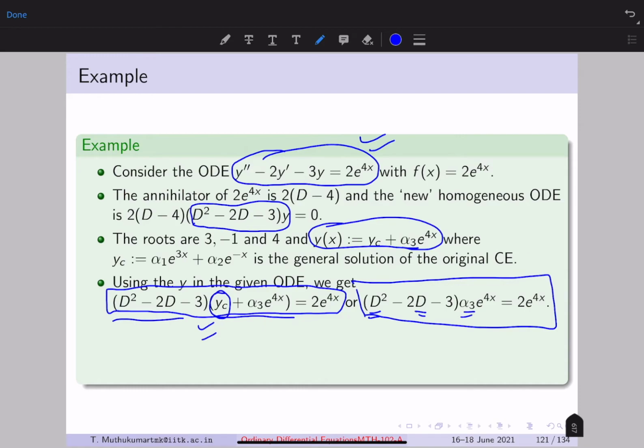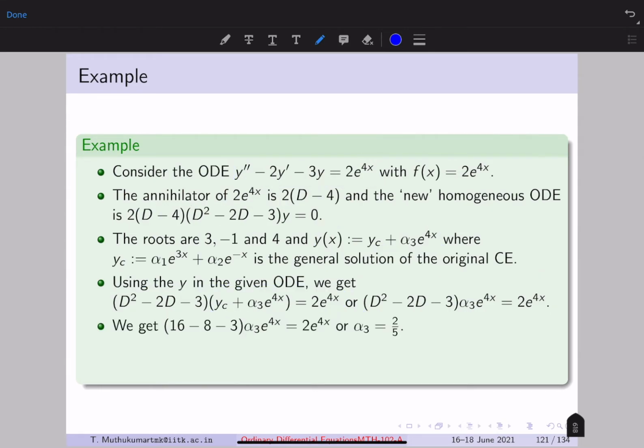Alpha 3 is what you need to find. Everything else is fine. So you differentiate, equate both sides, equate coefficients of e to the power of something, and then you should be able to get alpha 3. Because there is a 4 here, if you differentiate twice you get 4 squared, so 16 minus 8 minus 3, alpha 3 e power 4x, and 2 e power x.